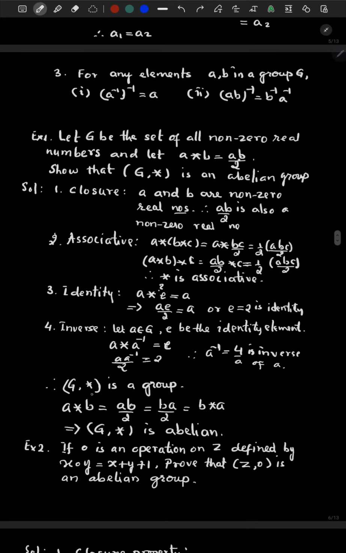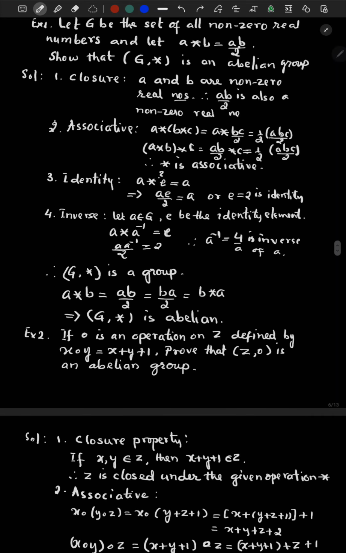So G with the binary operation star forms a group here. If it is commutative also, then we call it abelian. Naturally A star B is a normal multiplication. It is AB by 2. A into B we can write B into A by 2. That is nothing but B star A. So it is an abelian group.